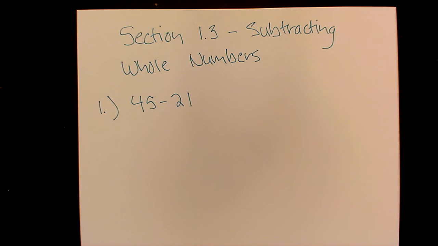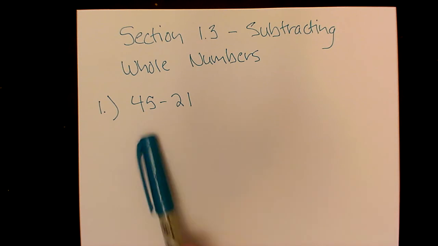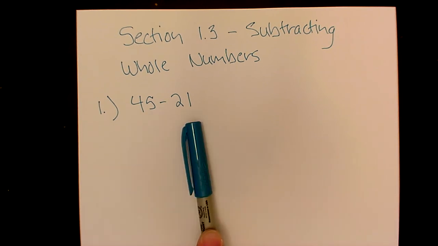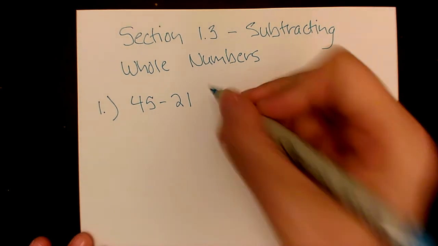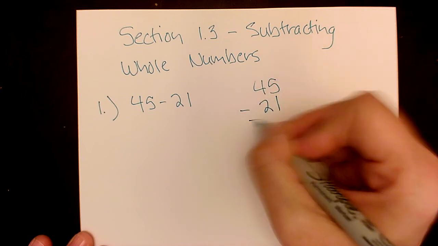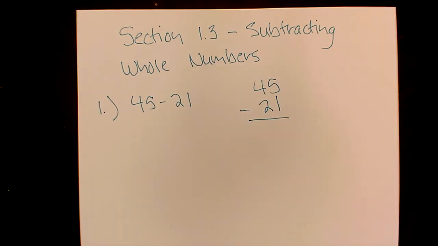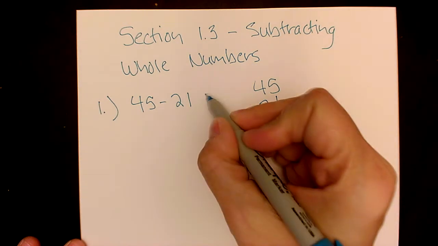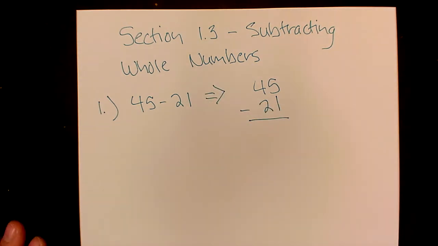So I'm starting off with an easy one, 45 minus 21. So this is how they're written. They're written horizontally or across in the book. So I'm going to put the bigger one on top and line them up one underneath each other. And then I'm just going to subtract down.